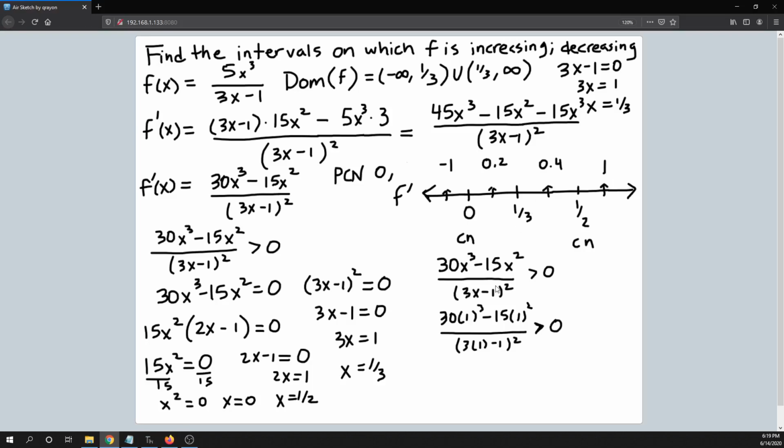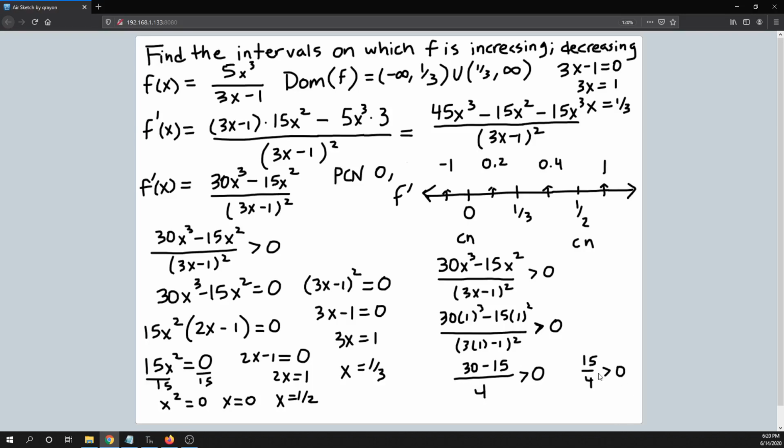All right, so on top, I'm going to get 30 minus 15. On the bottom, I get 3 minus 1, which is a 2. And 2 squared is going to be 4. So I wind up with 15 over 4 is greater than 0. Okay?